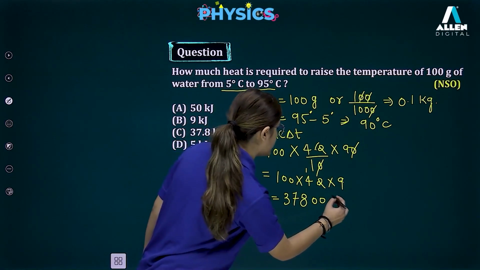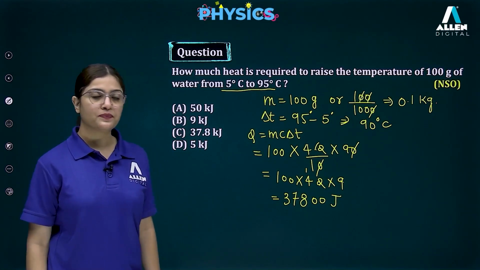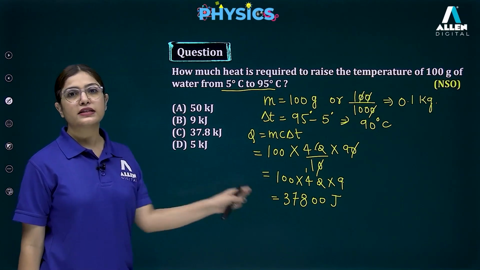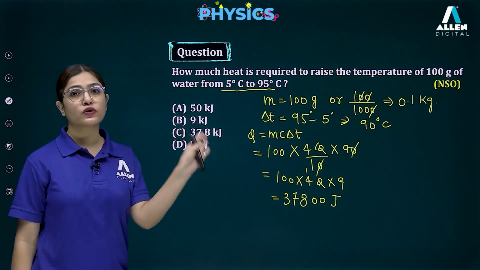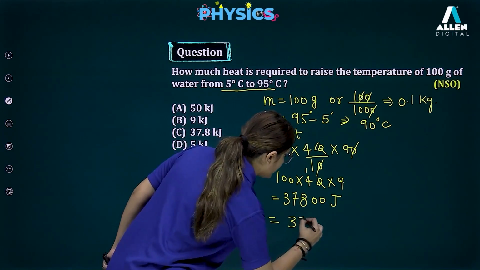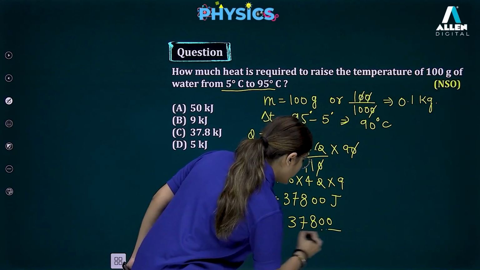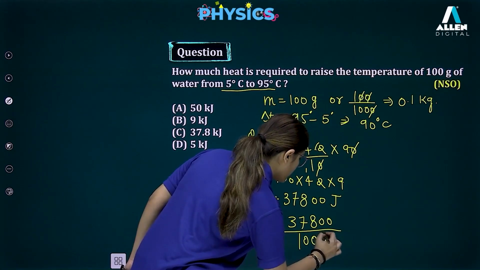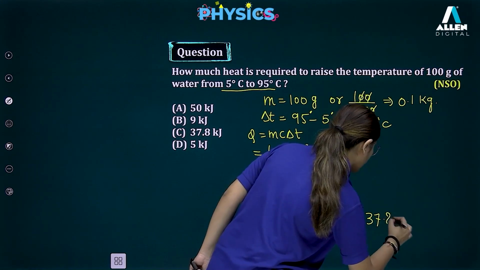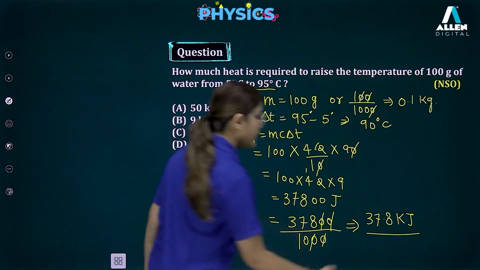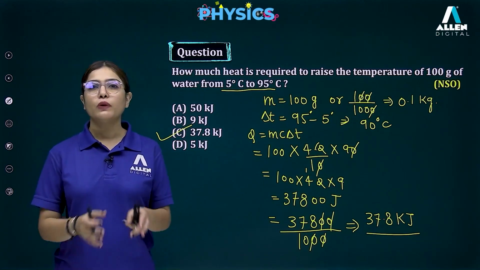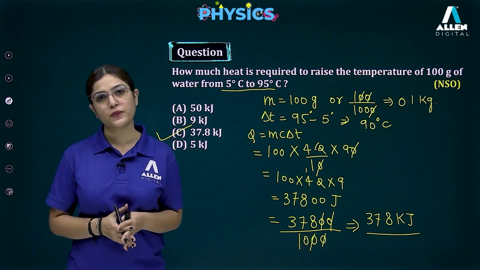So it's 37800 joule. Now the answer which we found is in the form of joule, and we have to convert the value into kilojoule. So we write 37800 divided by 1000, and in short, 37.8 kilojoule. It is the answer, and we will tick option number C. Option C is the correct answer to our question.